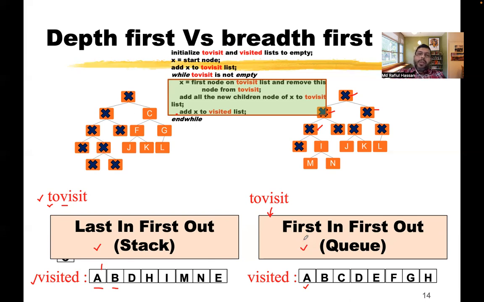So that is how we can apply the same algorithm, but if we change the data structure of the to-visit, the same algorithm can be applied for both the depth first and the breadth first algorithm. I believe that you understood how we can apply this algorithm to solve the problem of depth first traversal and breadth first traversal on a binary tree structure.